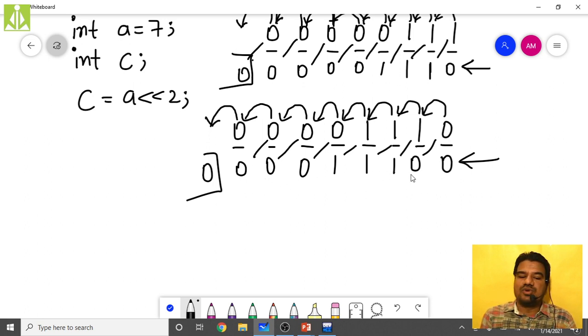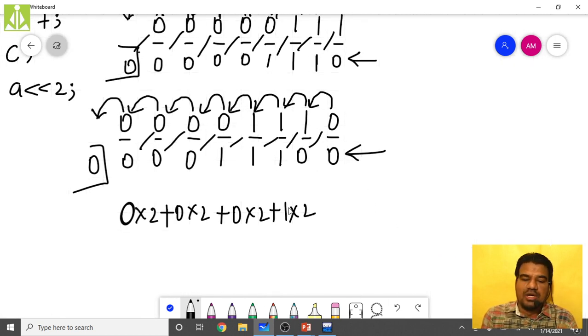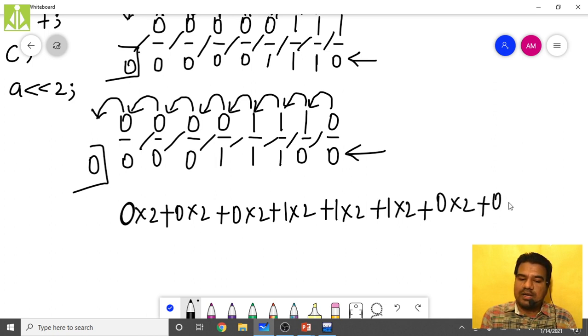So now what will happen? This entire thing I have to convert and I have to see whether we are getting the accurate value or not. So same thing I'm writing over here. 0 multiplied with 2 plus one more 0 multiplied with 2 plus another 0 multiplied with 2, then we have 3 ones, plus 1 multiplied with 2. So 1 multiplied with 2 plus 1 multiplied with 2 plus 1 multiplied with 2 plus 0 multiplied with 2 plus 0 multiplied with 2.